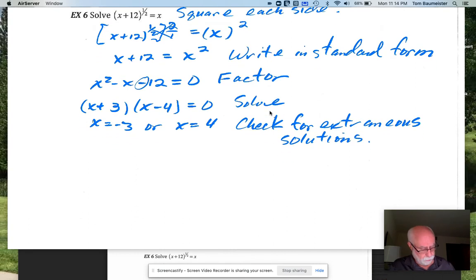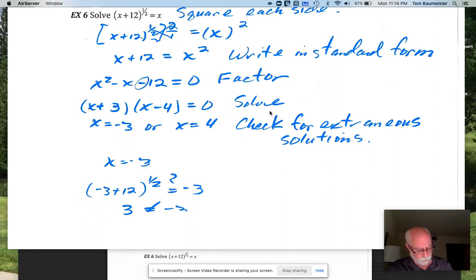All right, so I'm going to check x is equal to negative 3. I'm going to take negative 3 plus 12 raised to the 1/2 power. Our question is, does that equal negative 3? Well, negative 3 plus 12 is 9. 9 raised to the 1/2 power is 3. And 3 does not equal negative 3. So that one is not a solution.